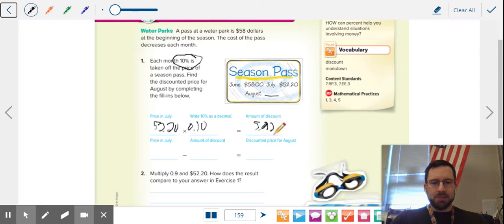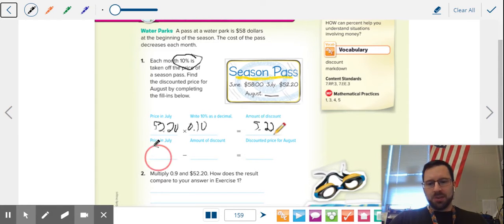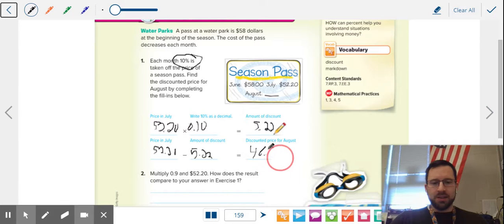$5.22. Okay, I can get it in my head. Multiplying by 10% is super easy. Just move the decimal once to the left. So it goes from 52.20, move it once to the left, 5.22. So $52.20 minus $5.22 is $46.98. So when we do this, we take the original amount from July and take away the discount amount. 10% off of that is $46.98. And that's the basic premise of the lesson.